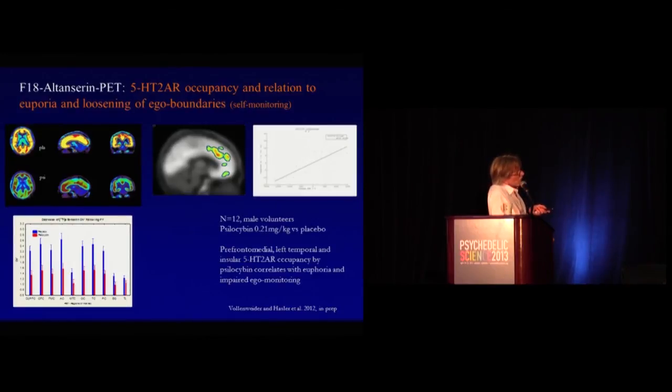Now, interestingly, the more people were in this oceanic boundlessness state and were happily and deeply had the feeling of melting with the cosmos, the more frontal areas were occupied by psilocybin, nicely correlated with the psychological effects, just the occupancy in these prefrontal receptor sites.